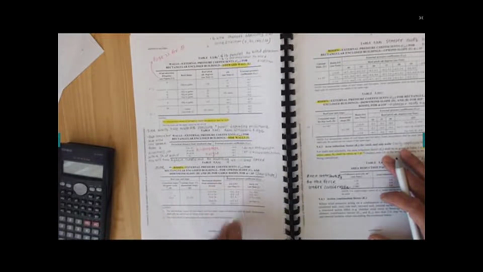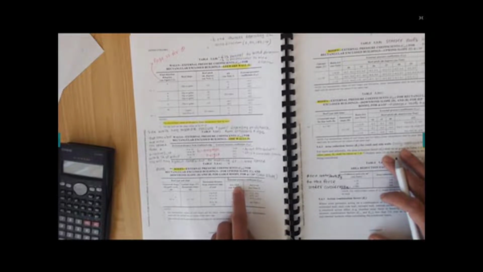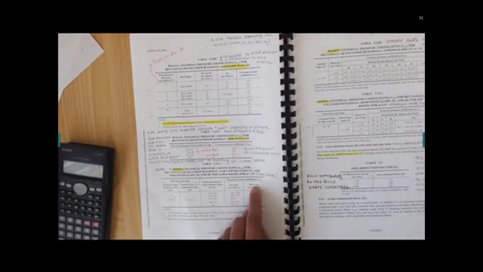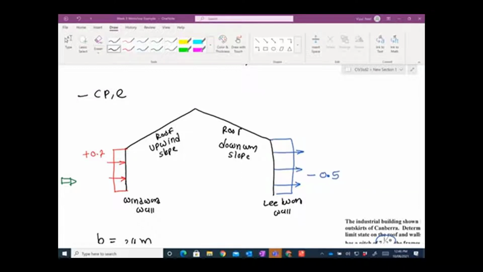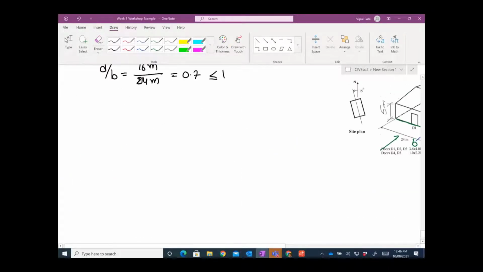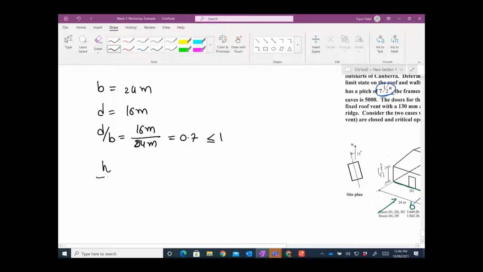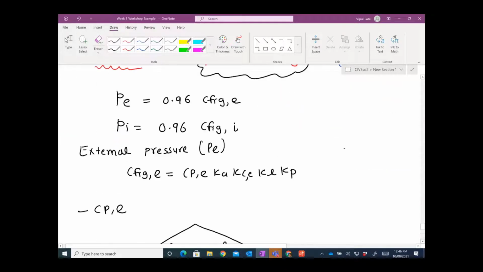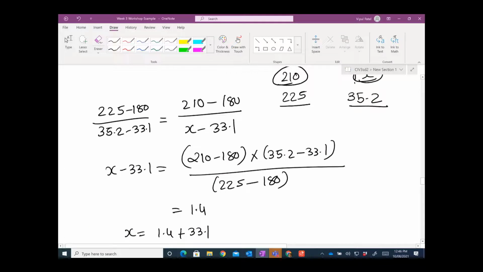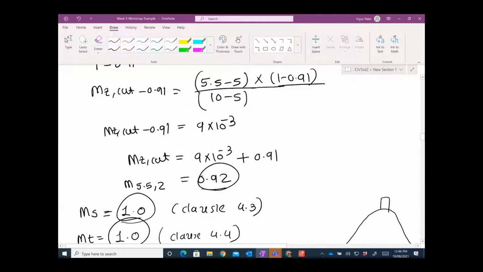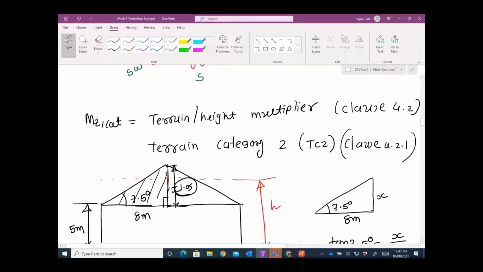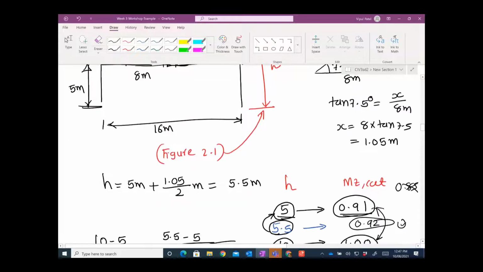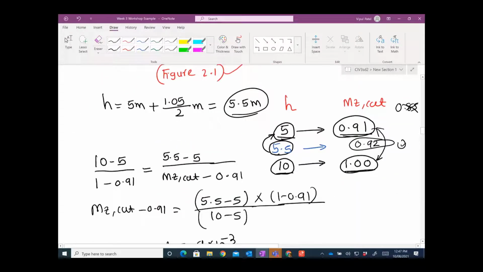That's all good. So we need a different value for H on D less than 0.5 and H on D greater than 0.5. Let's work it out. H on D ratio. So H we calculated previously, which is 5 point something, I believe. There you go, 5.5 meters.